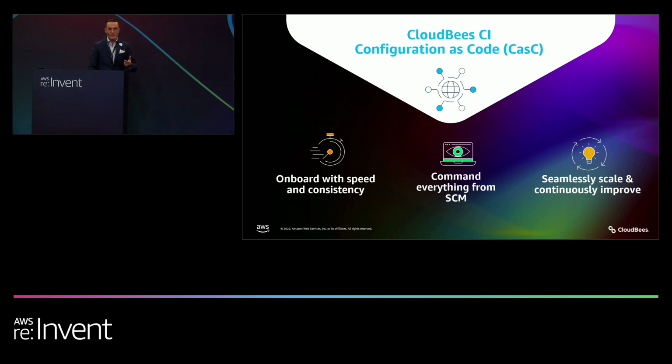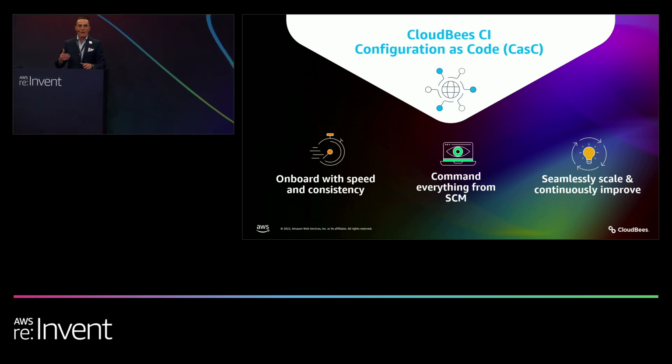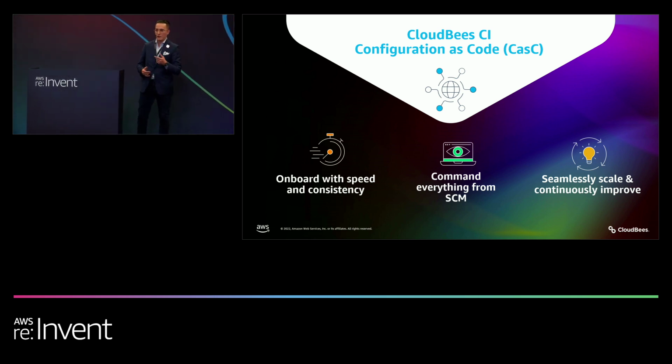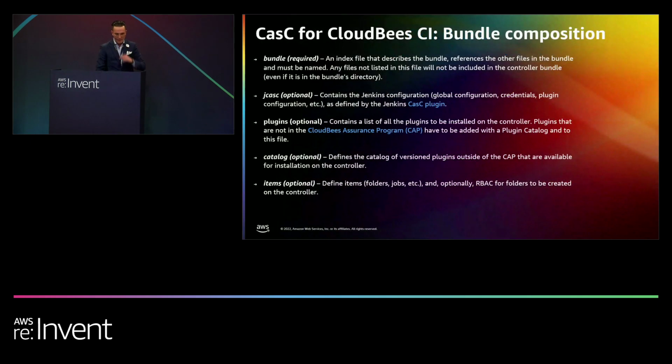So that allows you to then command everything from a solution like GitHub or Bitbucket, right? So now every single minor or major change that you're making to CloudBees CI, whether that's a new plugin or an agent configuration, is happening through a GitOps type of philosophy. And that will allow you to scale faster than you ever have before, with security built into that process.